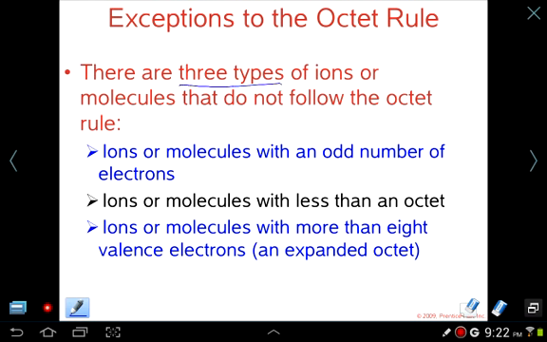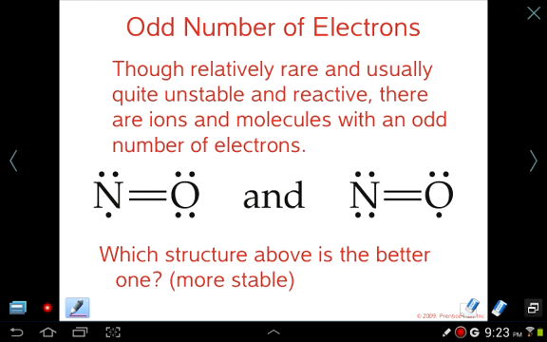The first type we'll talk about will be molecules with an odd number of electrons. This is strange, but it does occur. Then we'll talk about molecules that have fewer than 8 electrons, and then some that have more than 8 electrons. And these, as you'll see, are the more prevalent exceptions. These would be called expanded octets. So let's go ahead and take a look at these.